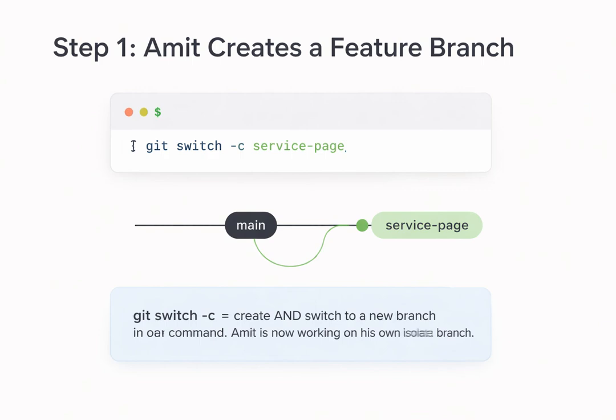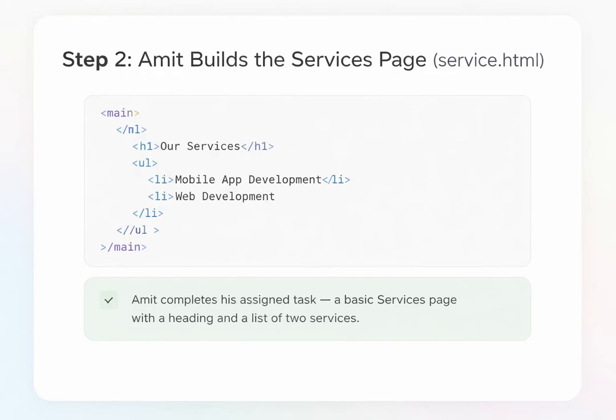Any changes he makes won't affect the stable codebase until they're reviewed and merged. Amit now works on his assigned task. He creates a file called services.html and builds out the services page. The structure includes a main tag, a footer, an H1 heading that says Our Services, and an unordered list with 2 items, mobile app development and web development. He's only listed 2 services, but that's the scope of the task he was given.